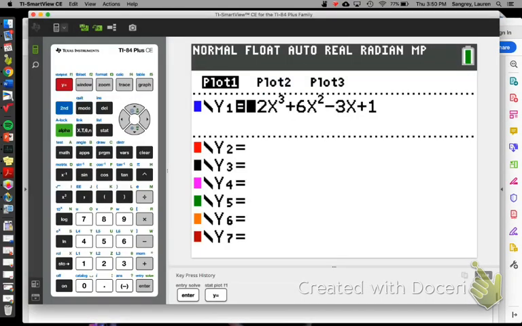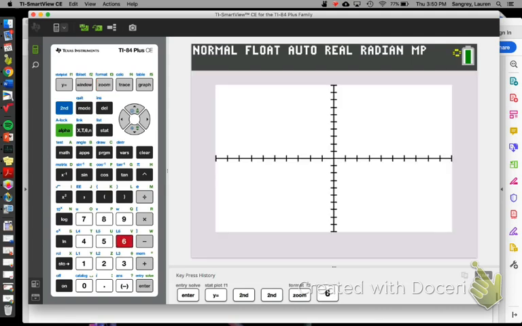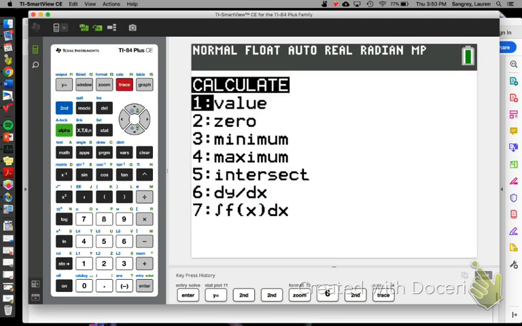So go ahead, pause the video and type number 1 into your y equals. Now that you have it in your y1, we're going to hit second. Oops, not yet. Hit zoom 6. So this allows you to see the graph nicely. Now we're going to hit second trace, and let's do the maximum first.